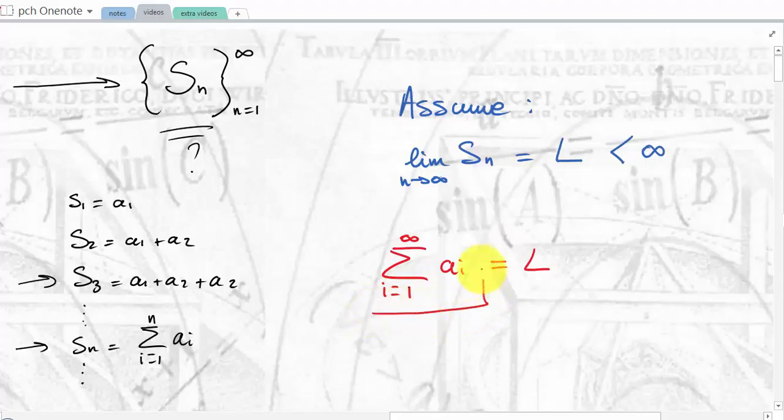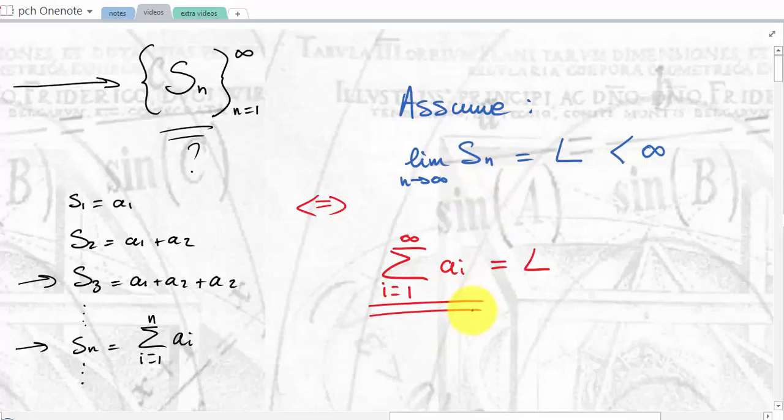We will say that this series is convergent. It has a finite sum, that is L, if and only if the limit of the partial sums is actually equal to L. This is the definition of a convergent series. For the series to have a finite sum, we need the sequence of partial sums to have a limit. This is why sometimes I will call it the limit of the series instead of the sum. It's a limit of the partial sums.